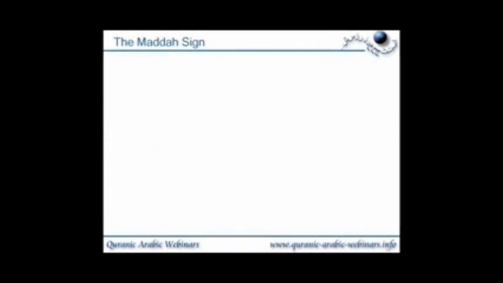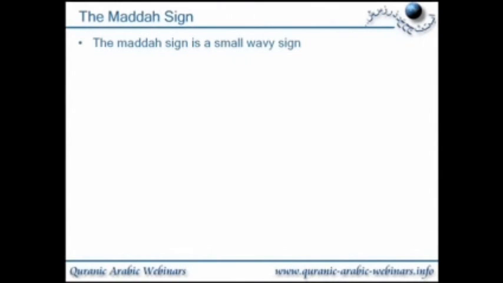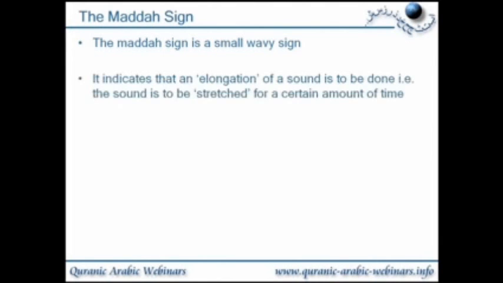So the madda sign. The madda sign is a small wavy sign. On your keyboards, or in English, this would normally be known as the tilde. It indicates that an elongation of a sound is to be done, i.e. the sound is to be stretched for a certain amount of time, and we're going to learn all the rules around this. So this is the madda sign on top of an alif. It is the tilde sign that you get on your normal keyboards or in the English language.